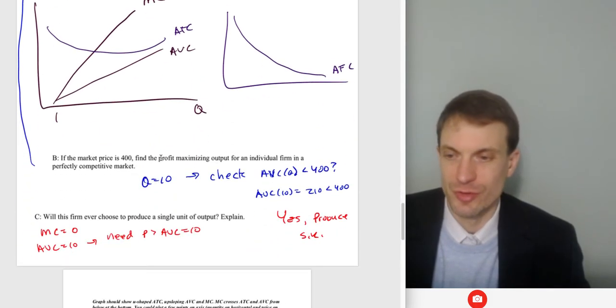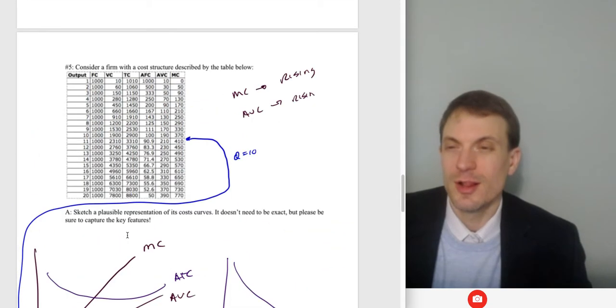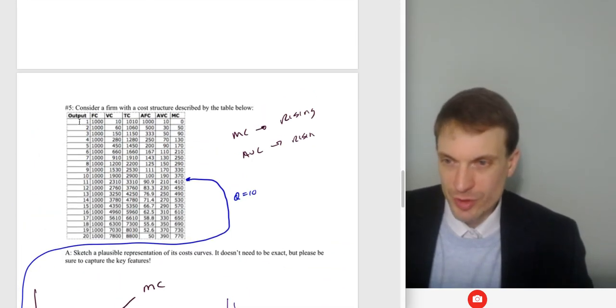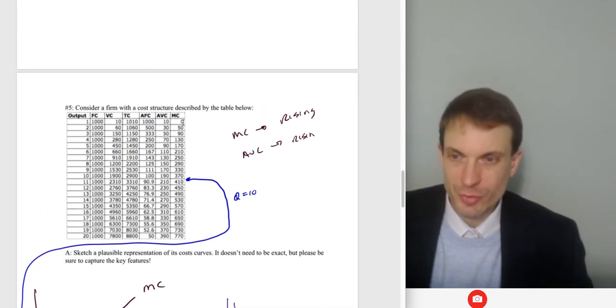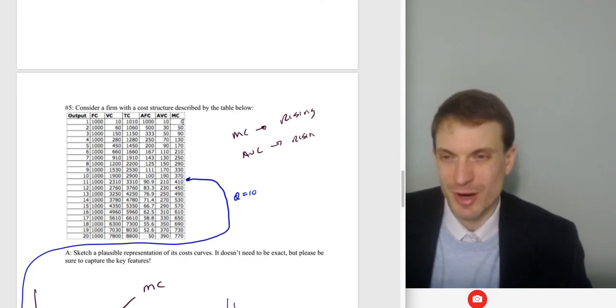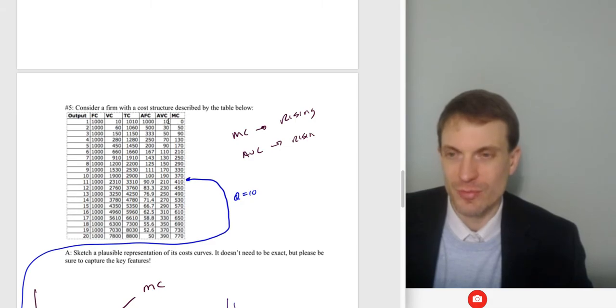I didn't ask us to do that last part. Will the firm ever choose to produce a single unit of output? Well, if we want to produce 1 unit of output, suppose the good was free, price is equal to marginal cost, produce 1, but average variable cost is bigger than 0. So then we'd shut down.